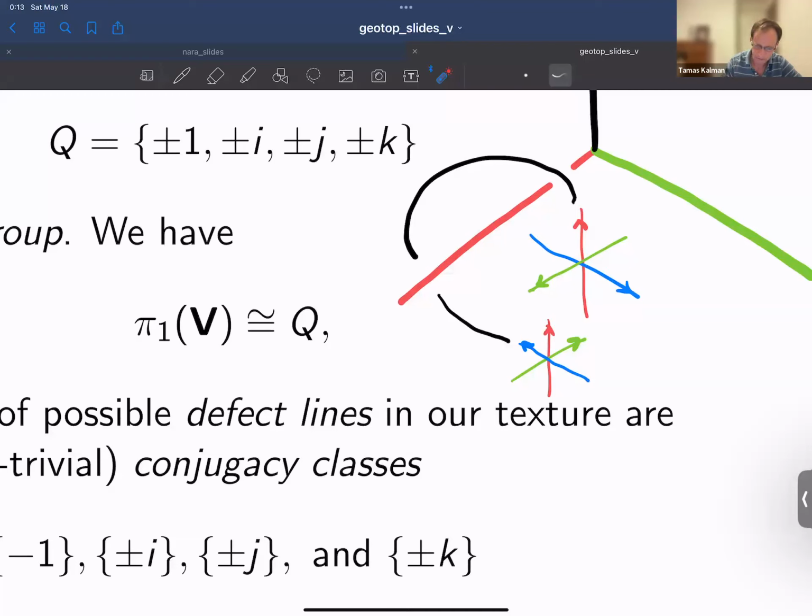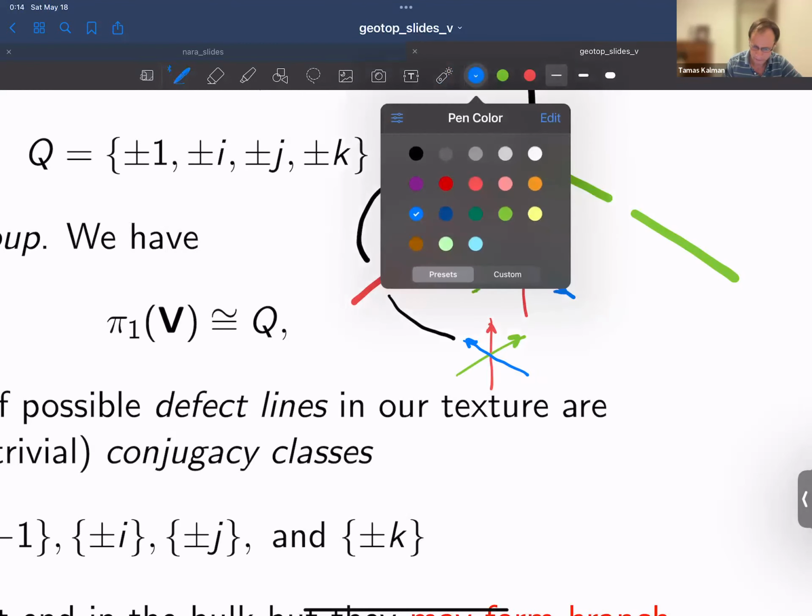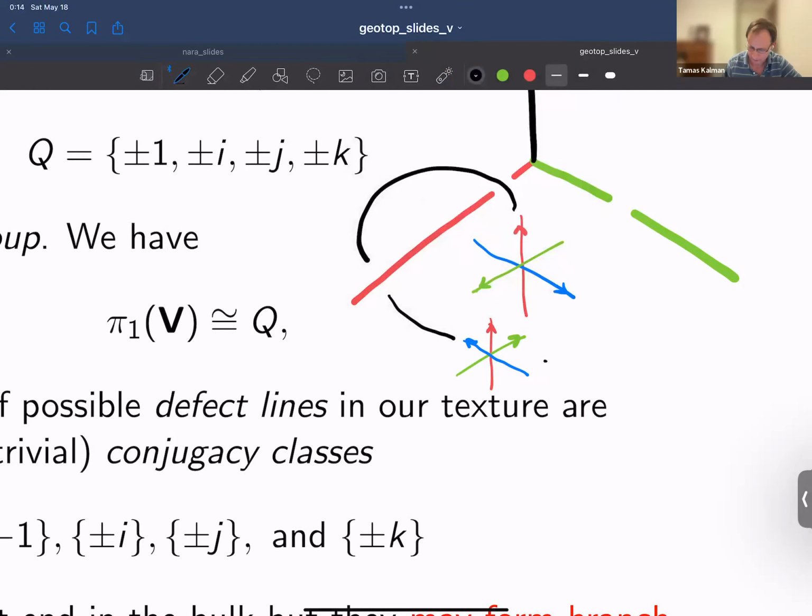Now, if I continue this, let's try to do it. I continue my little journey around this neighborhood. Say that I go like this. Now I have encircled a loop of green type.